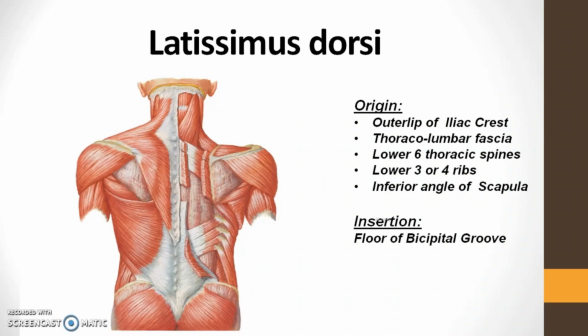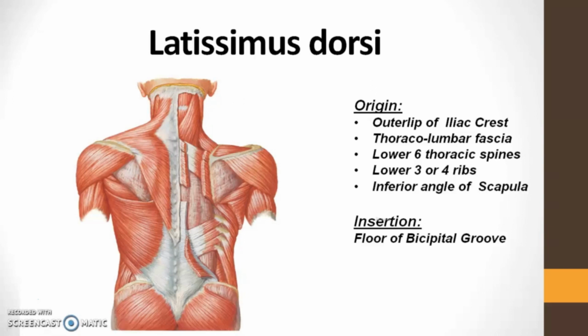Latissimus dorsi is again a muscle seen in the superficial layer, and it is a first layer muscle just below the trapezius muscle. You can make out the trapezius here. Just below the trapezius we have another muscle called latissimus dorsi, which is also somewhat triangular in shape. Origin of this latissimus dorsi is from below upwards: from the outer lip of the iliac crest and thoracolumbar fascia, and also from the lower 6 thoracic spines. The lower 3 to 4 ribs also give attachment for this latissimus dorsi, along with the inferior angle of the scapula.